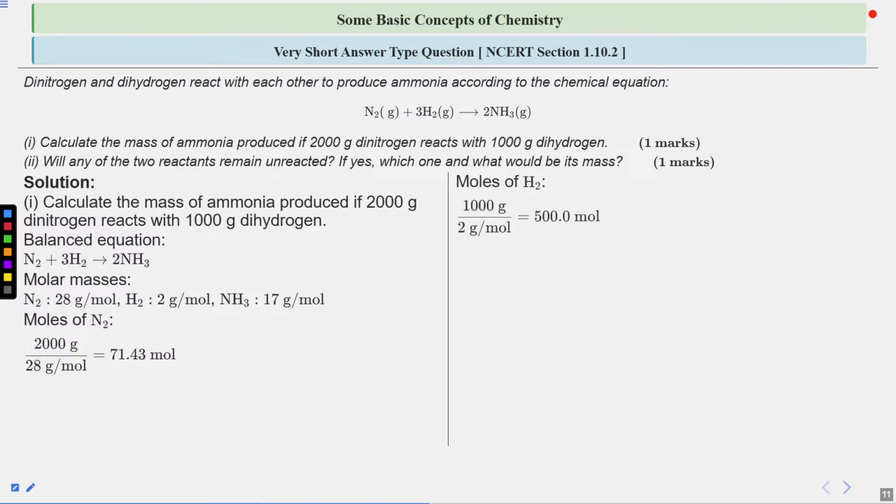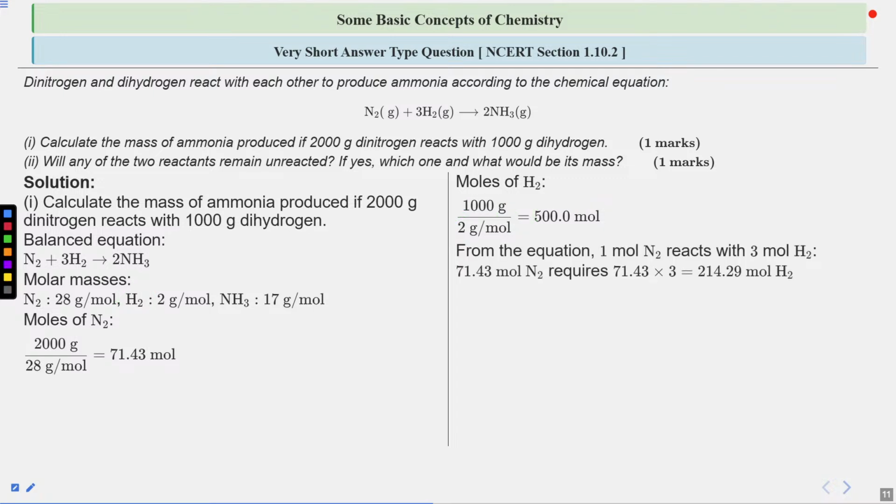What about hydrogen? Again, it will be 1000 by 2. Why am I taking it as 2? Because there are 2 hydrogens, so 2 multiplied by 1 will give you 2, which will give 500 moles. Now we know the moles. Now here comes the part of the unitary method.